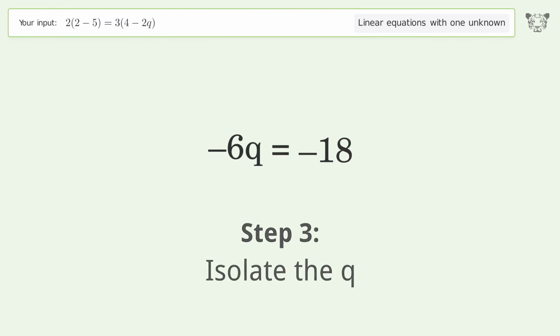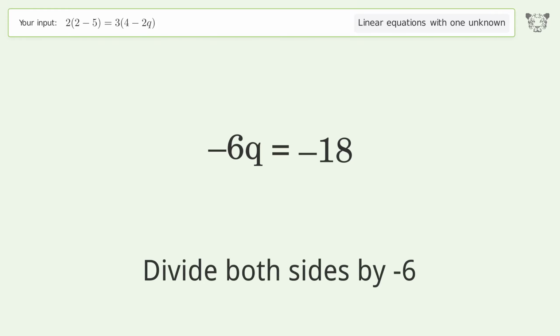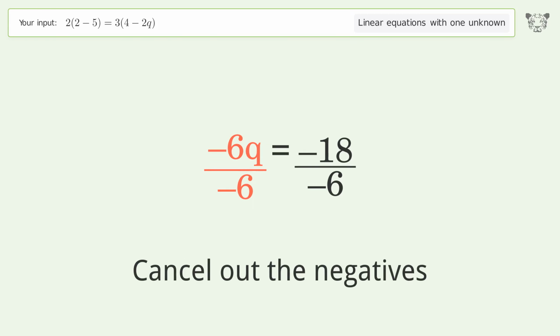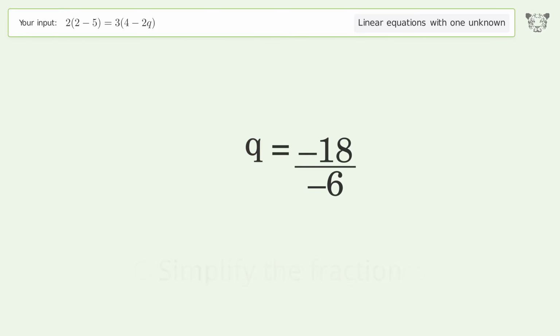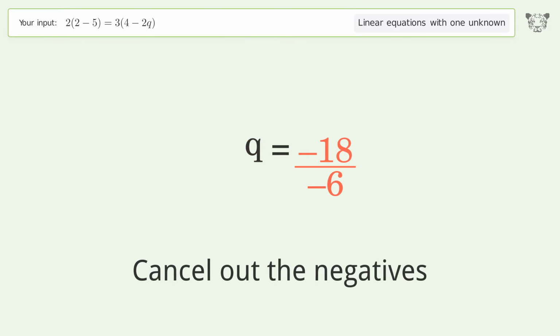Isolate the q. Divide both sides by -6. Cancel out the negatives. Simplify the fraction. Cancel out the negatives.